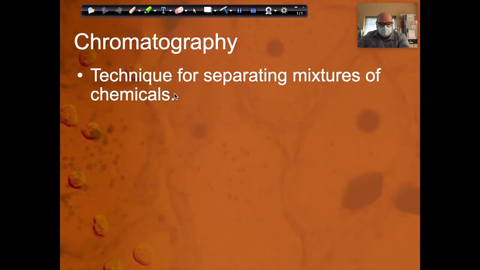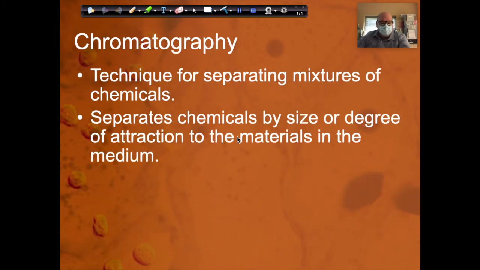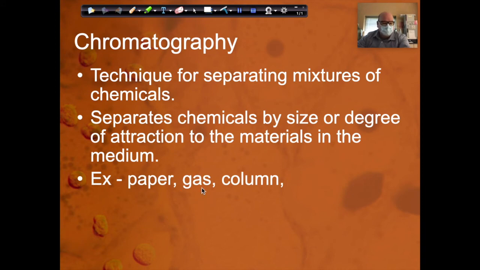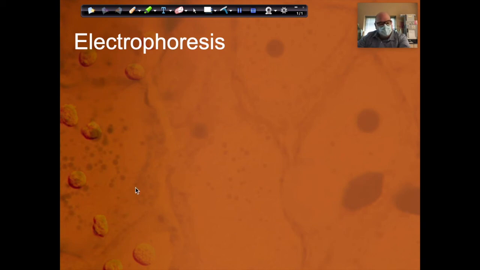All right, let's look at the other methods of separation. Chromatography. We talked briefly about that, but we're separating things by size or degree of how attracted they are to whatever we are using to separate these different fragments out. So that could be paper, there's gas chromatography, column chromatography, thin layer chromatography, where things are pooled into separate layers based on a factor, usually size or attraction.